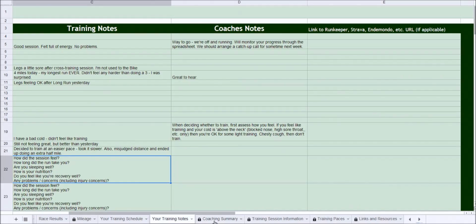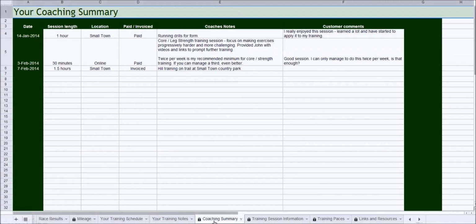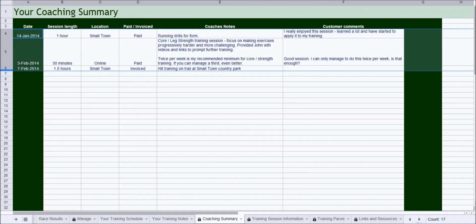Then the final tab for us to look at is the coaching summary. So all this provides is, as the name suggests, a summary of the coaching that you as an individual have received as part of your training plan. So in this particular instance, we can see that John has had 3 coaching activities so far. 2 of those have been face-to-face, and 1 of those has been an online coaching activity.